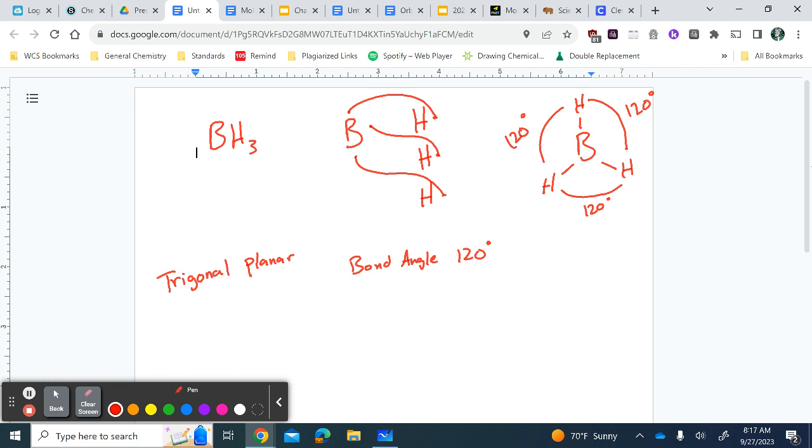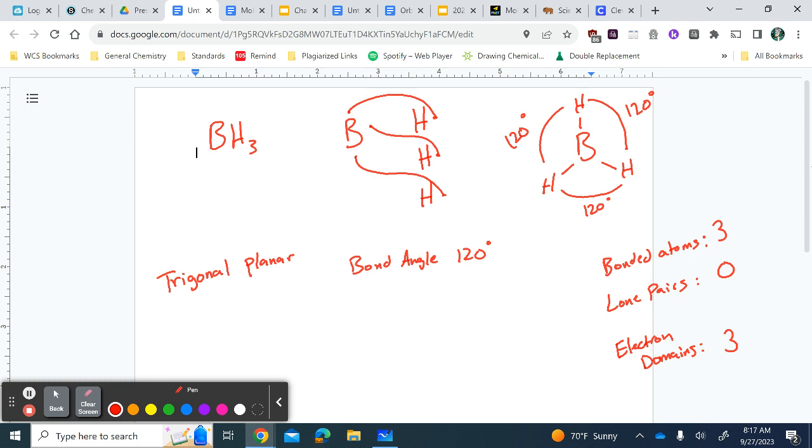Again, we can break this down based off the total amount of bonded atoms, lone pairs, and electron domains. So in this case, our central atom, our boron, has 3 hydrogens attached to it. So it has 3 bonded atoms. Our boron has 0 lone pairs around it. So we have a total of 3 electron domains. Anytime you have 3 bonded atoms, 0 lone pairs, and 3 electron domains, it will always be a trigonal planar molecule.